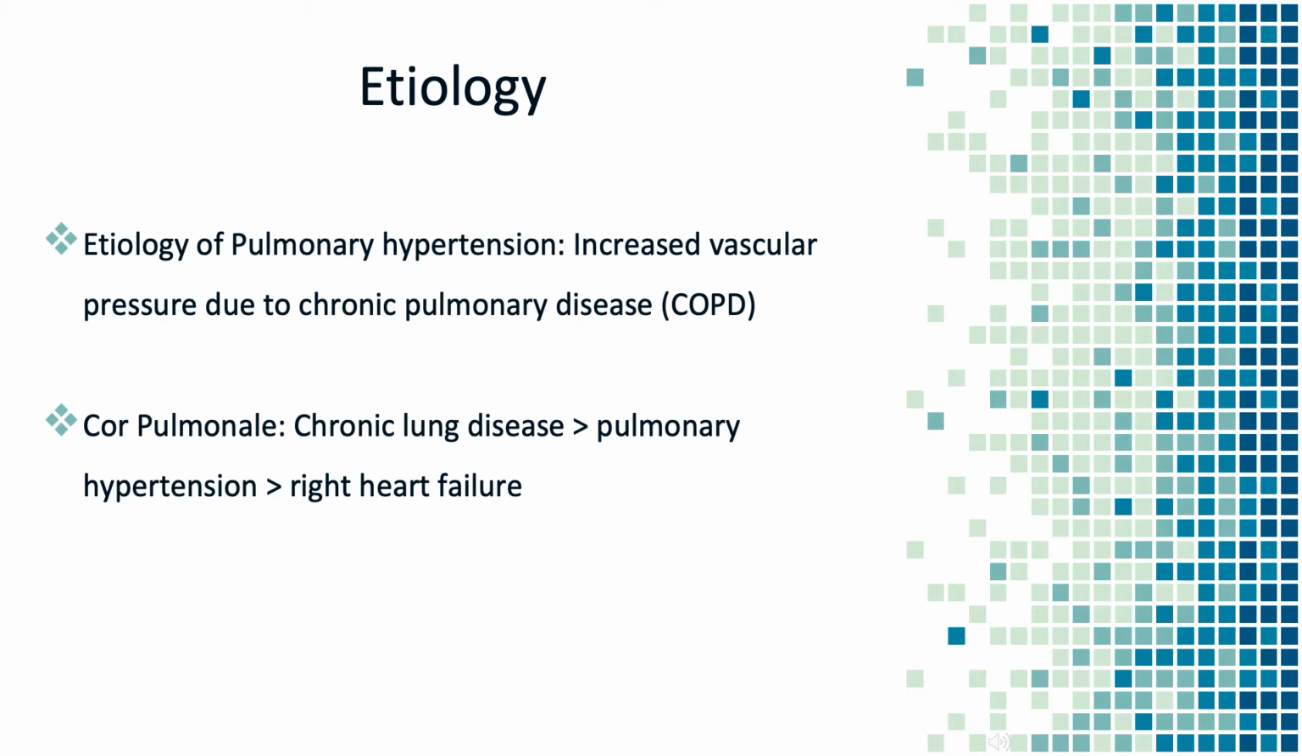Etiology. First, you must know pulmonary hypertension. It is an increased vascular pressure in the lungs. This can be due to chronic obstructive pulmonary disease. Eventually, pulmonary hypertension will lead to cor pulmonale and in turn cause complications to the right side of the heart, such as right heart failure.